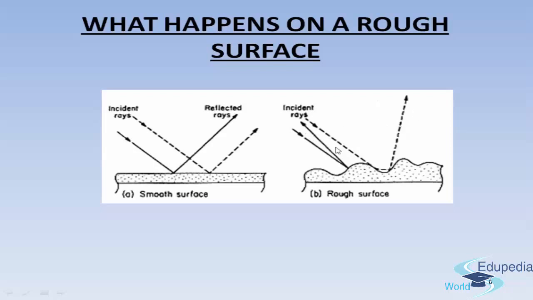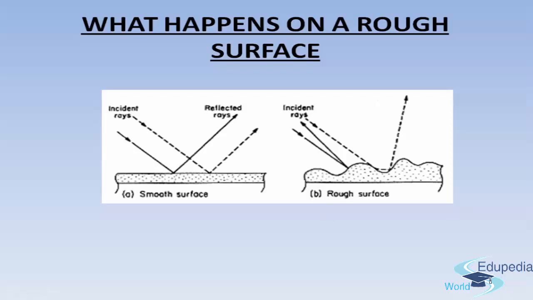So if we have parallel rays which are coming, will the reflected rays be parallel? No. That is because the surface is a smooth surface. But now the question is that as per the laws of reflection, we know that angle of incidence has to be equal to angle of reflection. But in this case, what is happening? The angle of incidence is not the same as the angle of reflection.